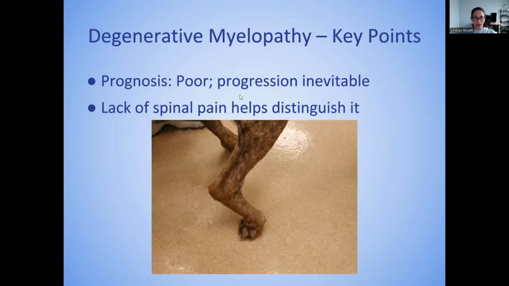So this is a poor little dog with absent conscious proprioception, which we'll see in multiple diseases, but it's definitely a big sign of degenerative myelopathy in these guys.